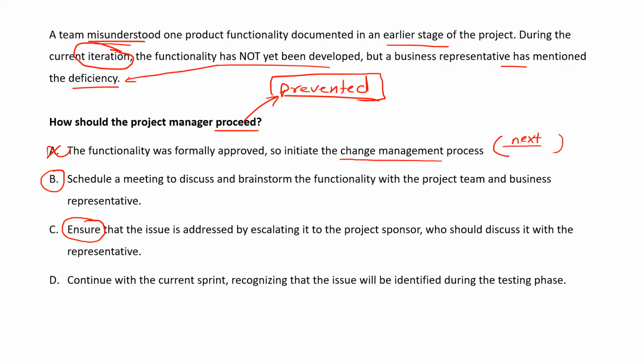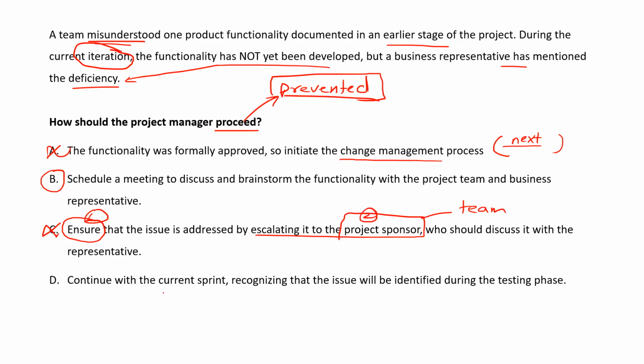If you don't think that we can take it further, still let's try to read it. Ensure that the issue is addressed by escalating it to the project sponsor, who should discuss it with the sponsor. There is a feature, the team misunderstood it. What does it have to do with the sponsor? It has to be the team. So this is wrong. I gave you two ways in which it can be wrong. One here, and the second point is here.